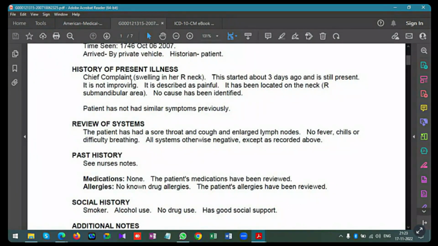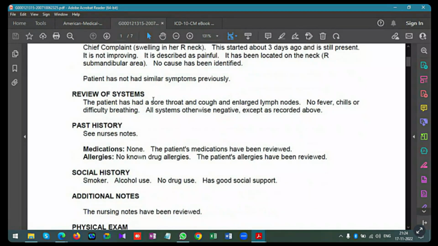So those all things will be explained in the HPI. And moving on to the review of systems. See in the review of systems, this is nothing but here they will be assessing each and every anatomical system of our body part.